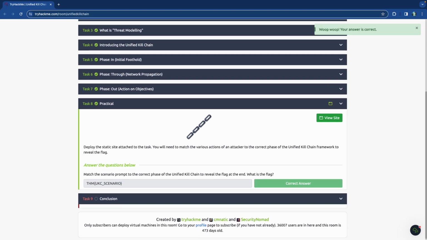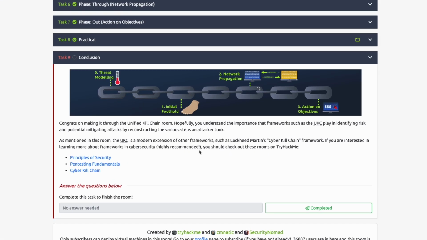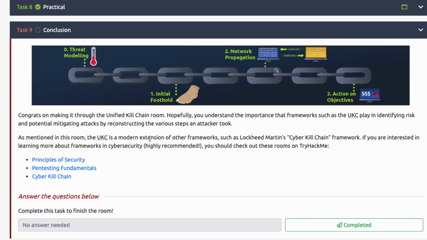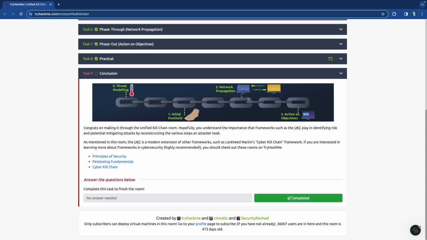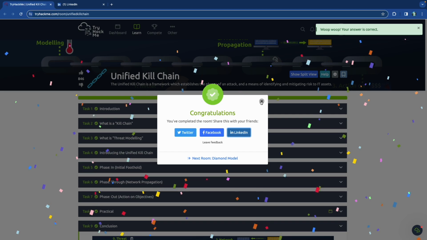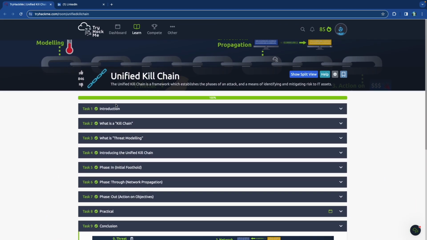And so let's see. The conclusion of the UKC room is, so congrats on making it. Hopefully you understand what's going on. As mentioned in this room, it's a modern extension of other frameworks such as Lockheed Martin Cyber Kill Chain. If you're interested in learning more, you can do Principle of Security, Pentesting Fundamentals, and of course the Cyber Kill Chain. And that is it, ladies and gentlemen. With that, we have completed the room, and the unified kill chain is what we just went through.